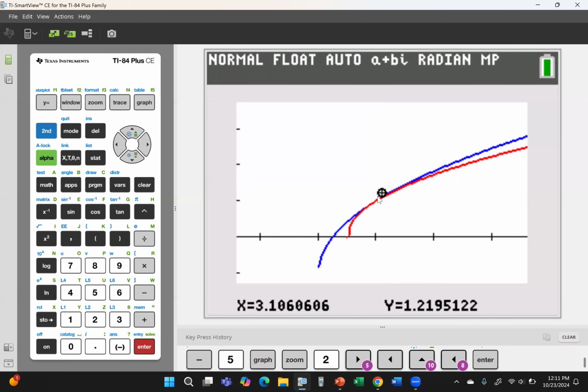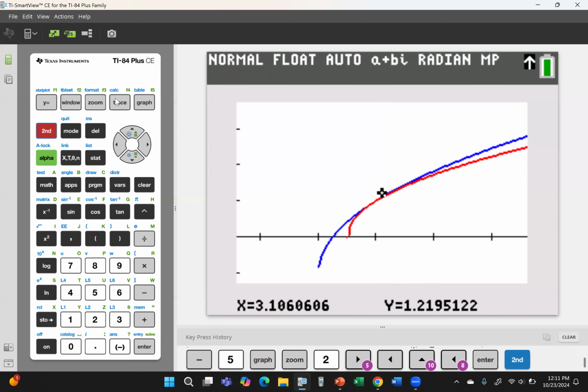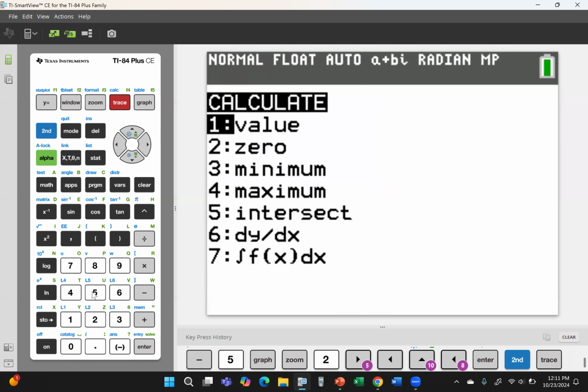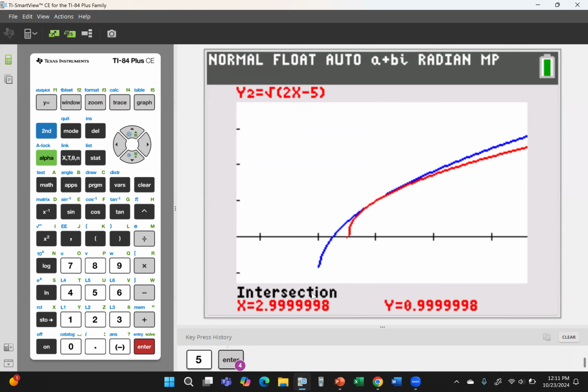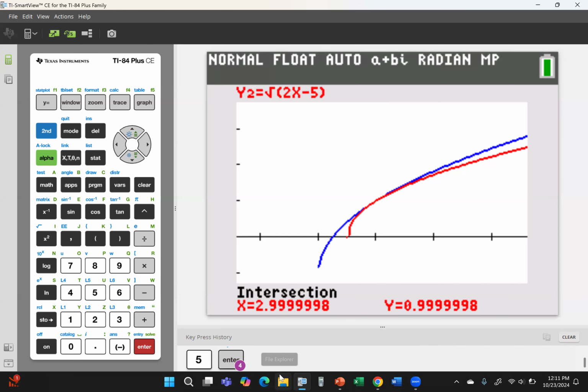Now you can calculate the intersection too. Do second calc, number 5. I don't know if you can fix this for me. It's 3. What'd you do to it? I didn't get to do a zoom. Zoom 6 fixes everything. Zoom 6 changes your window back to standard. Oh, yeah. Cool. Zoom 6.